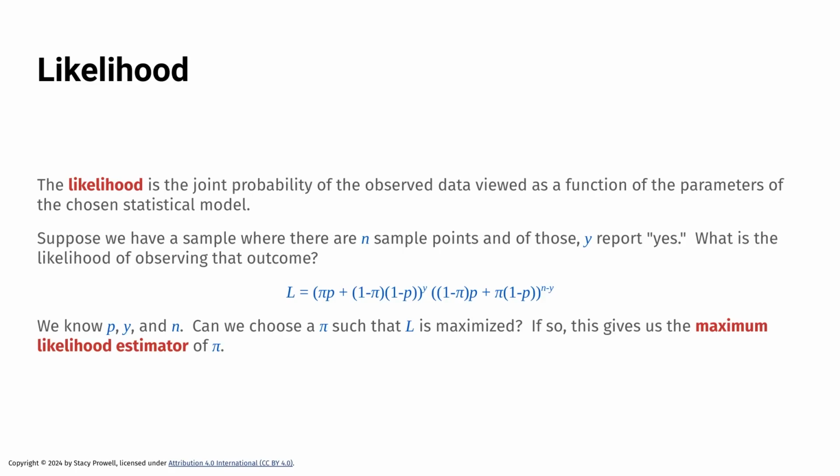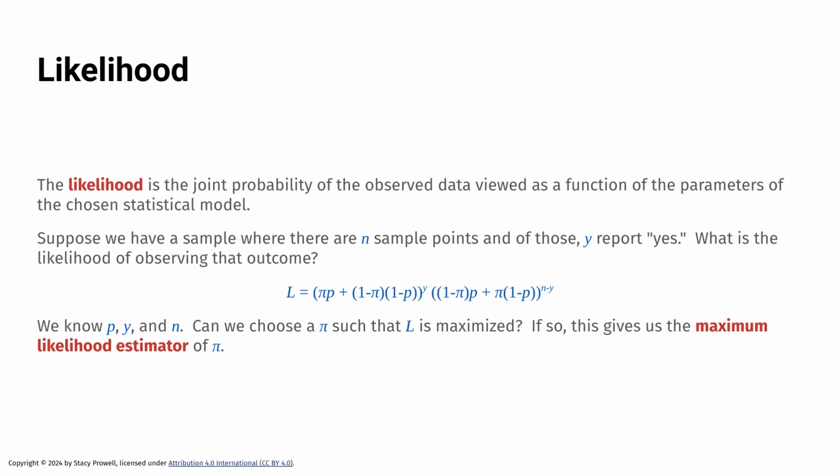So I say, I believe that the true percentage of people in the population who are guilty is 20%. Given that I think that's true, I can now look at my data and I can say, how likely is it that given that the true proportion is 20%, I would see this outcome? And I can actually compute that. And that's the equation for it there on the slide.